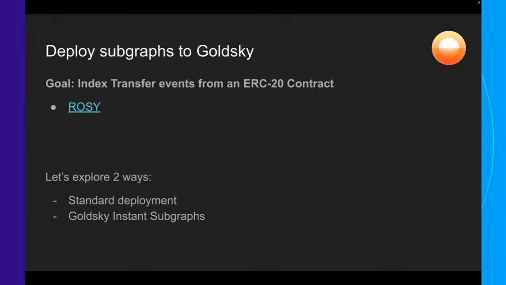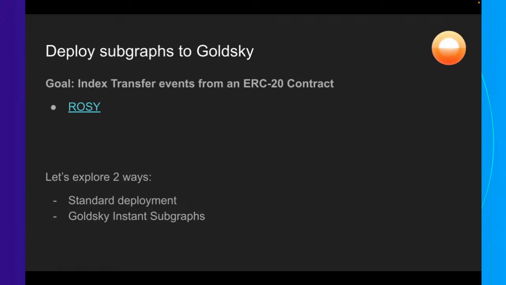Now let's actually get into deploying some subgraphs into Goldsky from the Oasis network blockchain. And what we're going to be doing here, the goal is going to be to index an ERC20 contract. I took Rossi because I saw that in Sapphire to be the top ERC20 contract. The process here is actually going to be very similar if you're doing ERC20, ERC1155, 721, or any sort of token or any sort of contract you're interested in.